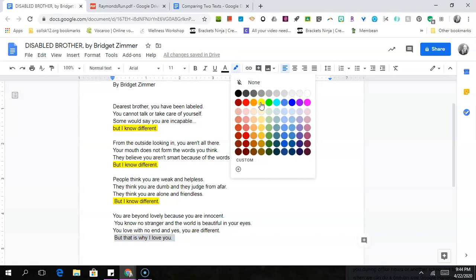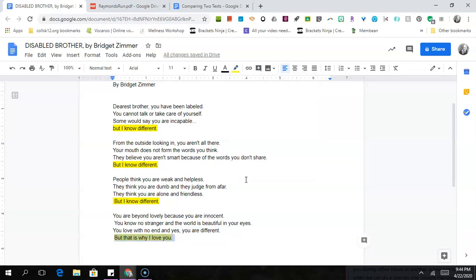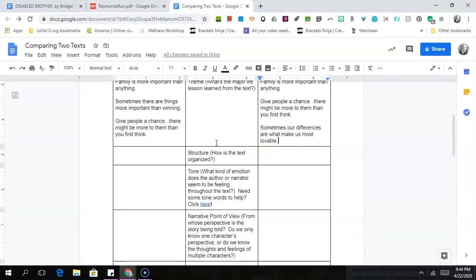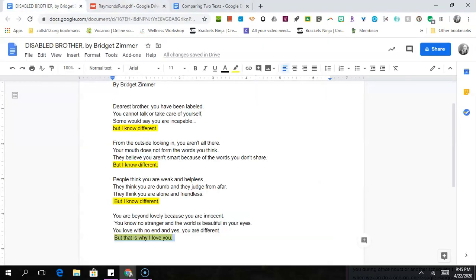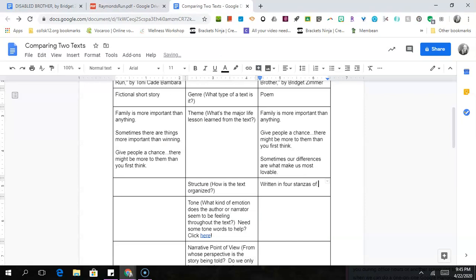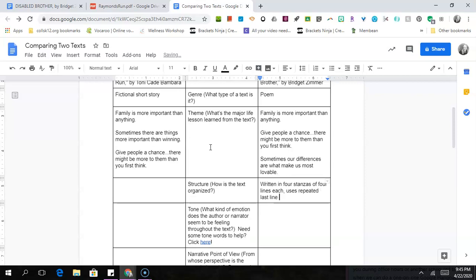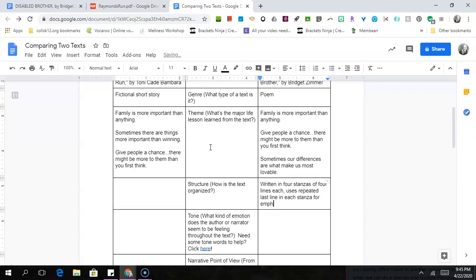So I also noticed that this poem is written in 4 sections or stanzas and that it uses this repeated phrase. So under structure for the poem, I'm going to write written in 4 stanzas. And I think each stanza is 4 lines, right? Each stanza, yeah, 4 stanzas of 4 lines each. And I'm going to say uses repeated last line in each stanza for emphasis.